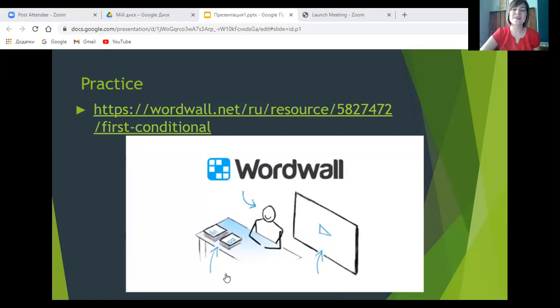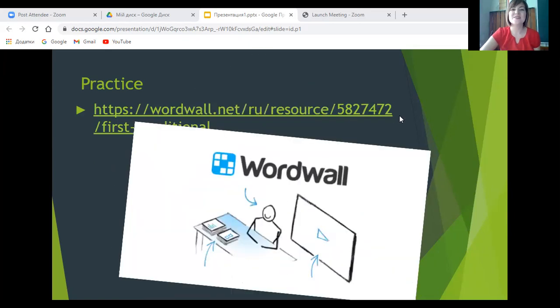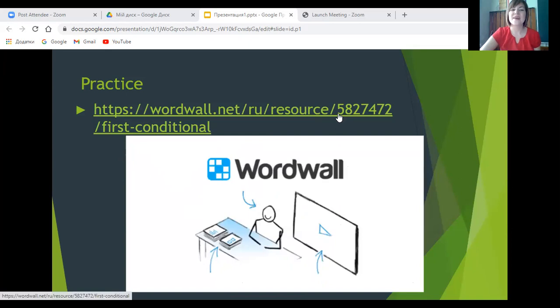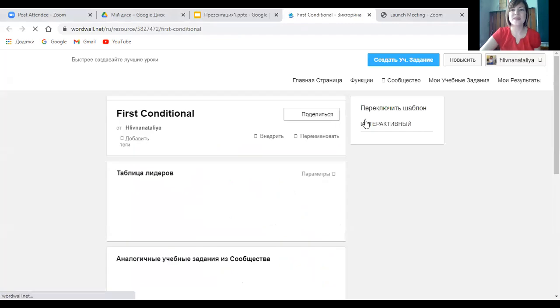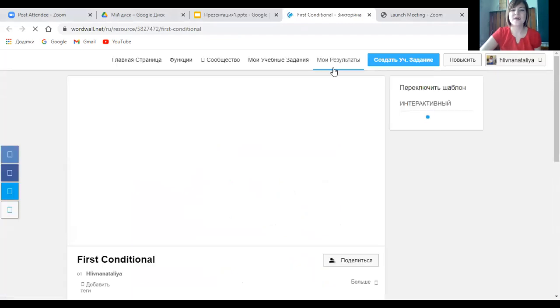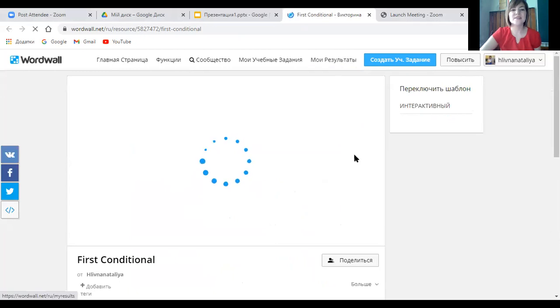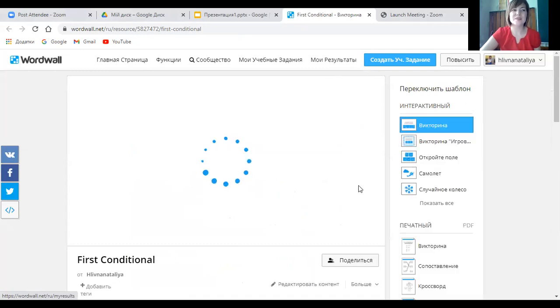Now let's come to practice and we'll play the game. Your task will be to choose the correct variant in order to complete the sentences. To do that, we are going to WordWall.net and we are supposed to do that right now. By the way, I'll leave the link to this game in the comments so you may practice playing it.